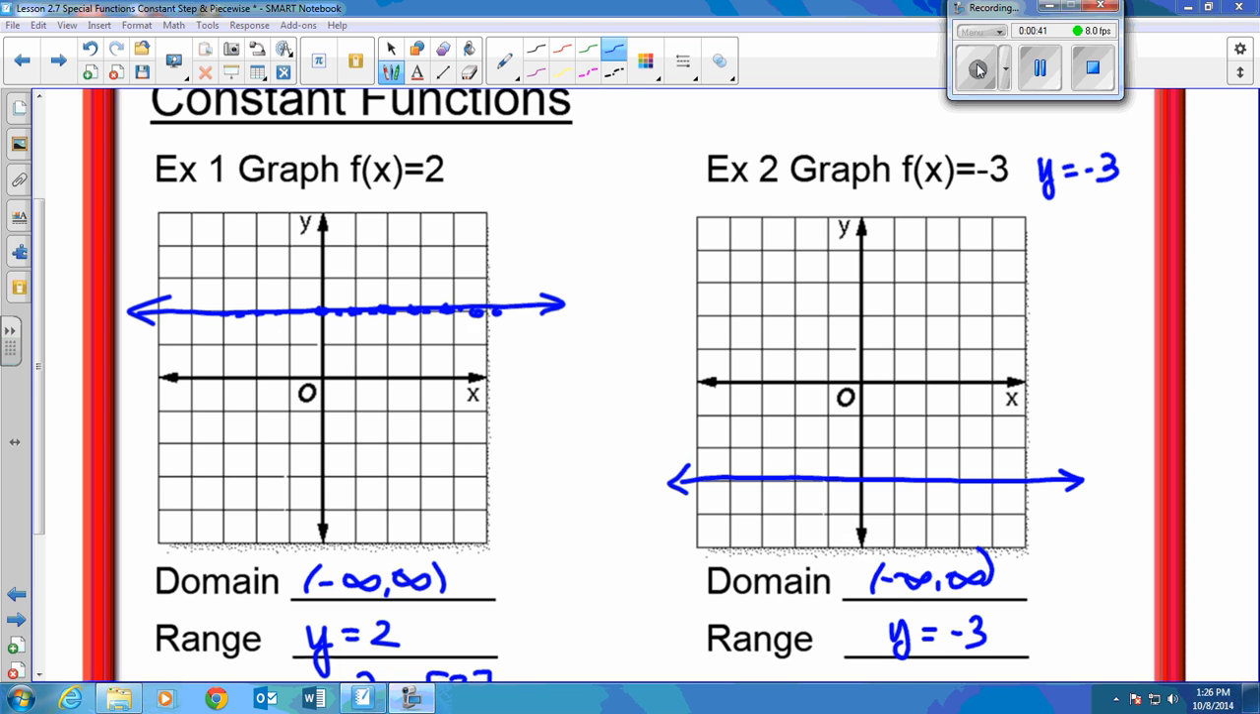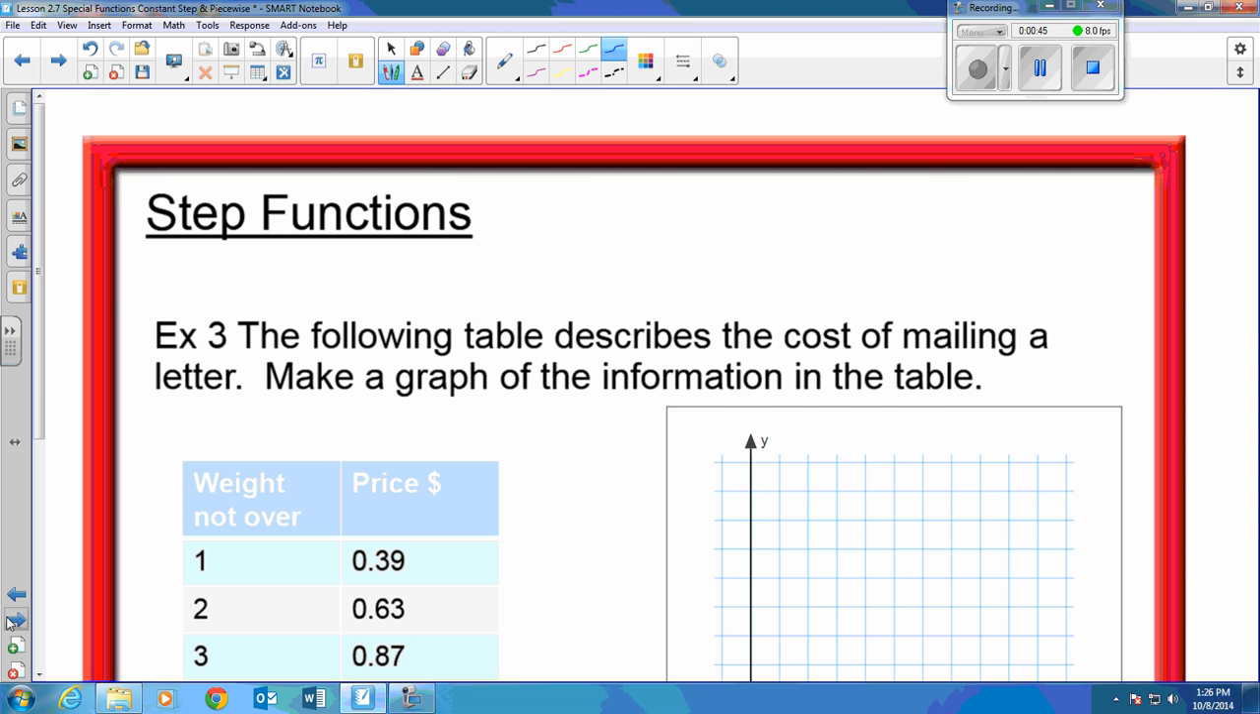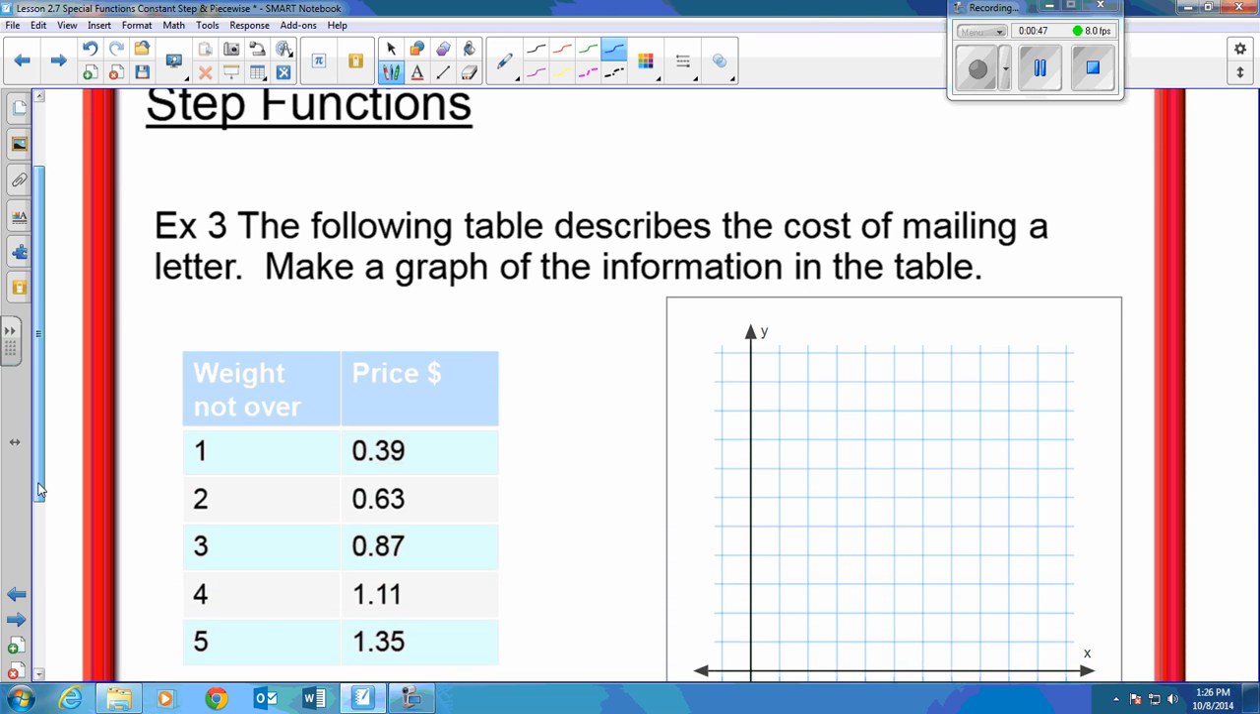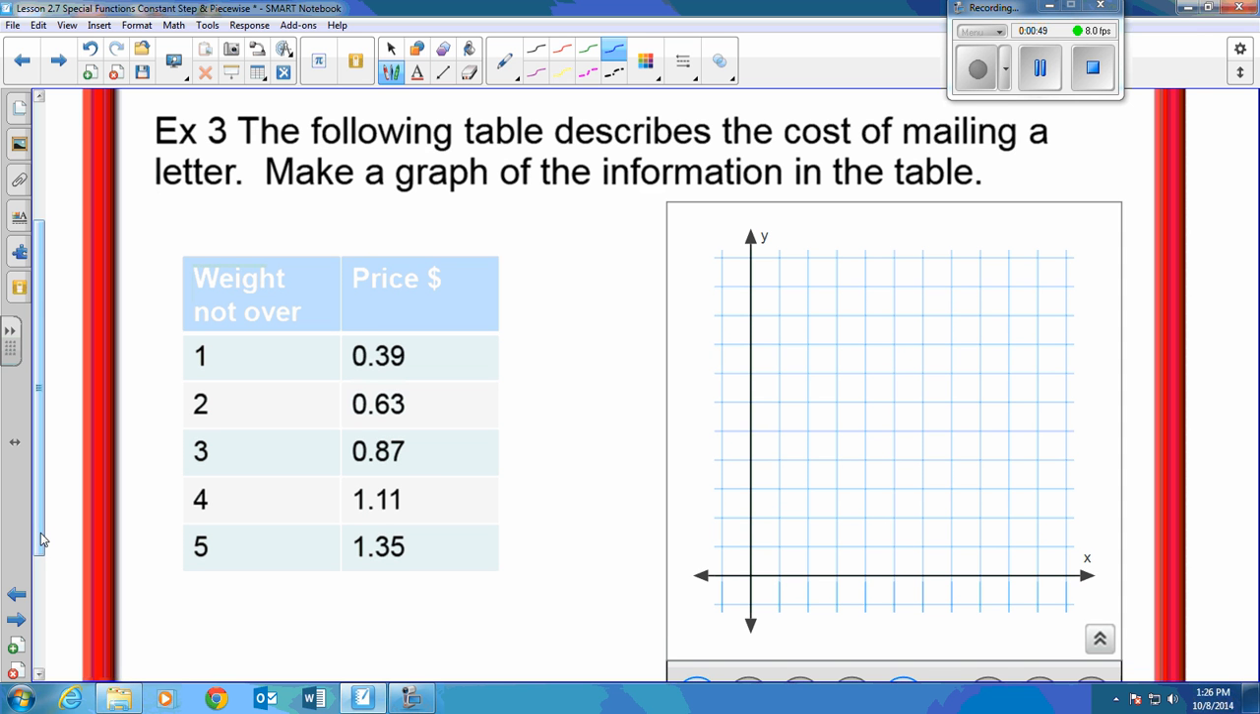So constants. You know linear, you know absolute value, you now know constants. Let's look at step functions. Step functions are one of these little things. You'll see a step function, the greatest integer function, in pre-cal. The only time we'll really address it much here is usually with word problems.